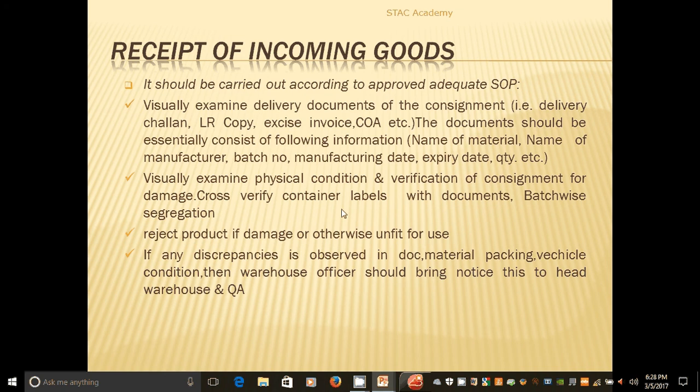Visually examine physical condition and verification of consignment for damage. Cross-verify container labels with documents. Batch-wise segregation to be ensured. Reject product if damaged or otherwise unfit for use. If any discrepancies are observed in documentation, material packing, vehicle condition, then the warehouse officer should bring this to the notice of head warehouse and head QA.